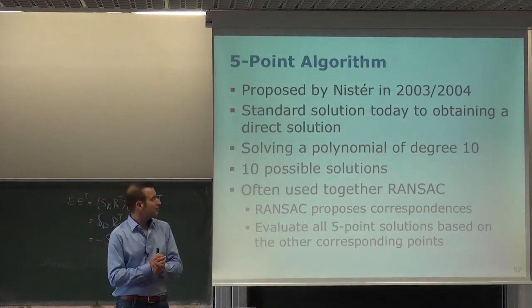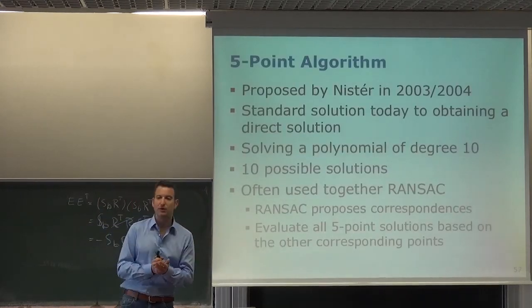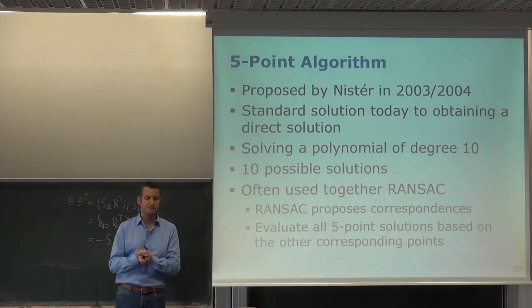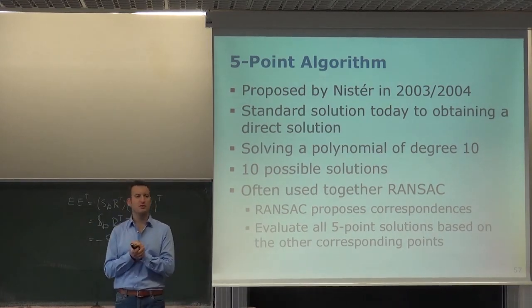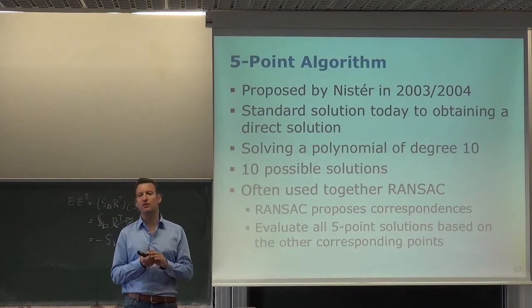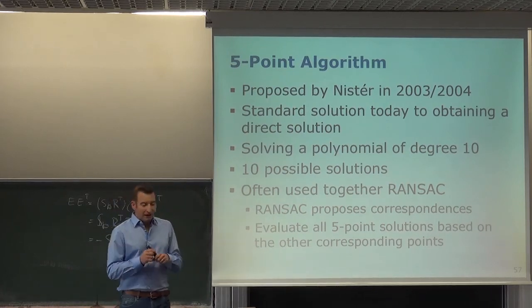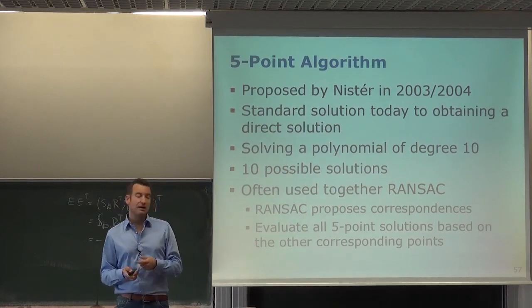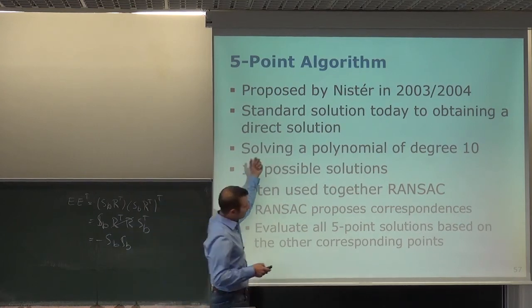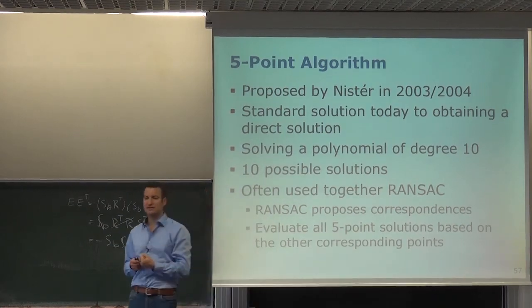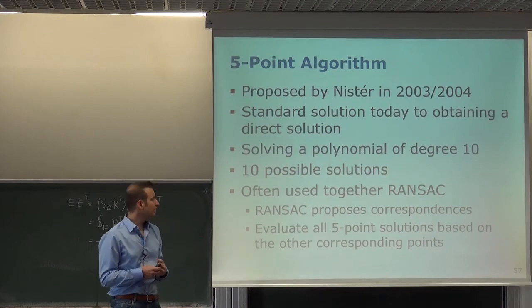It's actually not very old, proposed in 2000, or developed in 2003. It is an approach which only requires 5 corresponding points, the minimal number of corresponding points, to estimate the essential matrix. It basically boils down to solving a polynomial of degree 10. Therefore, we have 10 possible solutions for this.